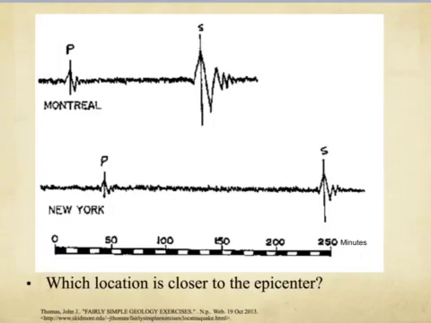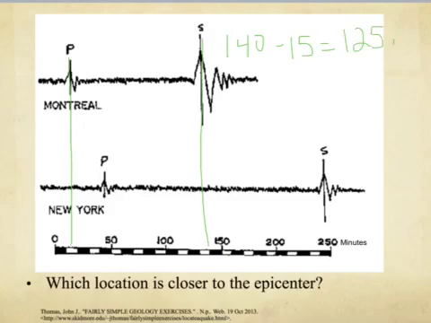Okay, take a look at these two seismograms and determine which location is closer to the epicenter. Is it Montreal or New York? To determine which one's closer, we have to look at the SP lag time. First, let's look at the P wave. The P wave arrives at about 15 minutes. The S wave arrives at about 140 minutes. So if you subtract those two, you'll get 125 minutes.